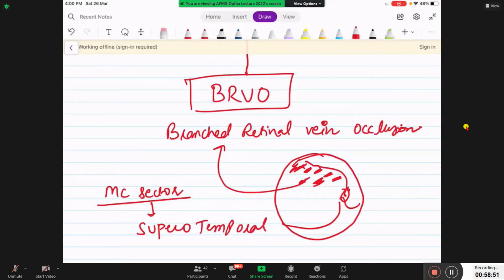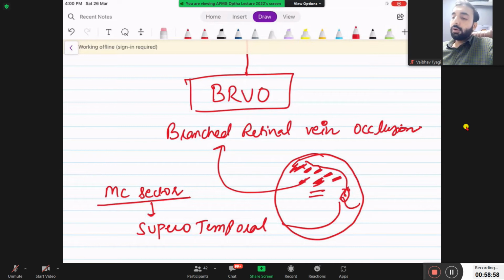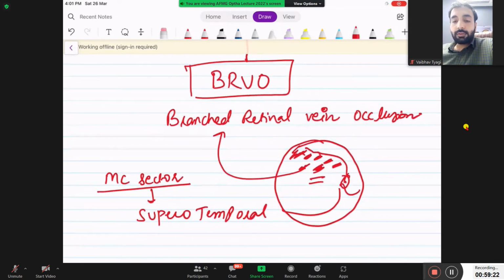Superotemporal, this one. This is also the superotemporal quadrant. So this is the most common sector involved in BRVO. So how you will differentiate between CRVO and BRVO is clear. If in an image they show you a fundus picture in which all four quadrants are filled with hemorrhages, then your diagnosis is CRVO. And if only one sector is involved in hemorrhages, then your diagnosis will be branch retinal vein occlusion.